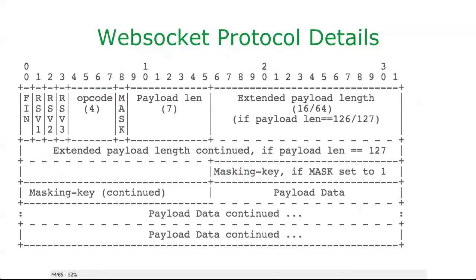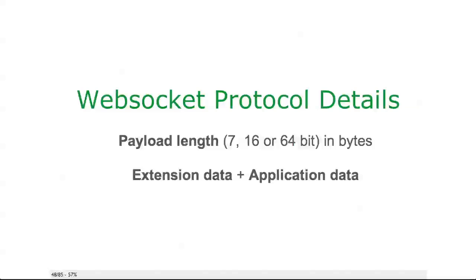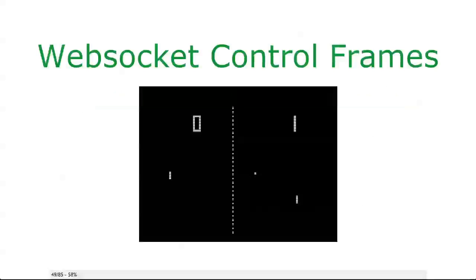When you look under that bottom section, which is titled payload data, that can be extension data or application data. On top of the WebSocket protocol, it also defines extensions, which can have their own definitions. So that's the raw definition, the 30,000-foot overview of that.